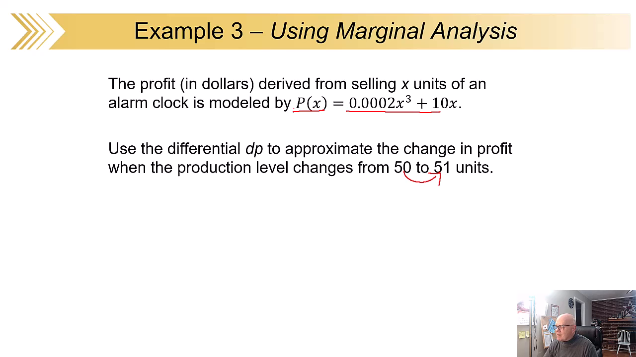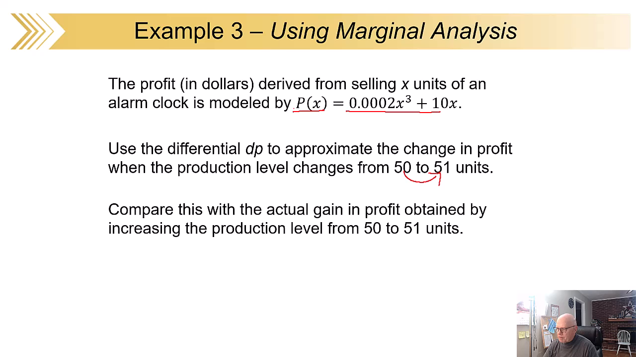We're making and selling 50 units. We're going to see what happens to the revenue, or the profit in this case, when we make one more item, whatever that item is. And then we're going to look at what the actual gain is, because this is going to be a good approximation, but it's not necessarily always the same. So here's how it works.